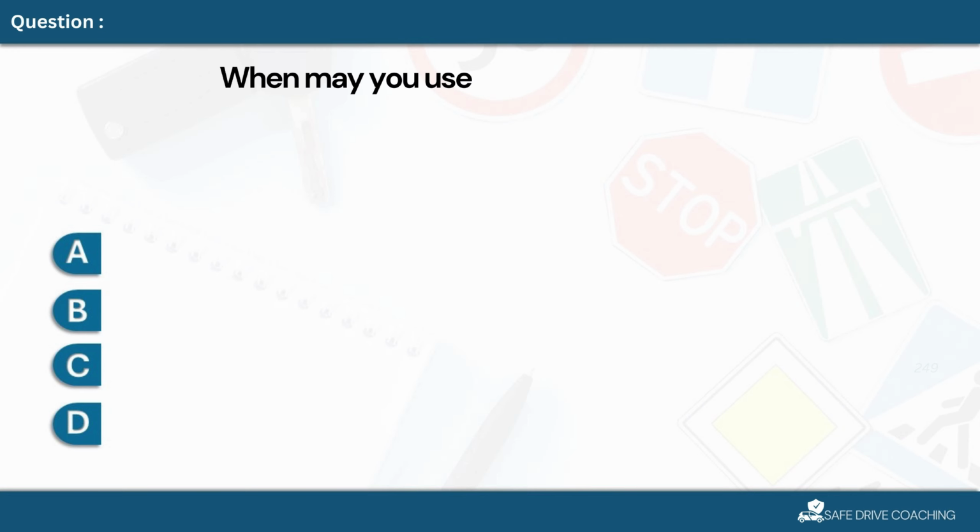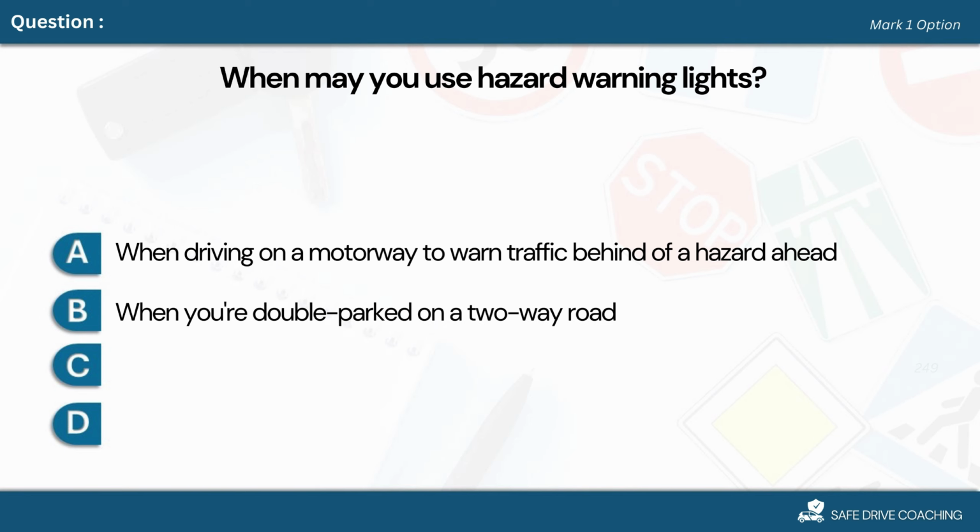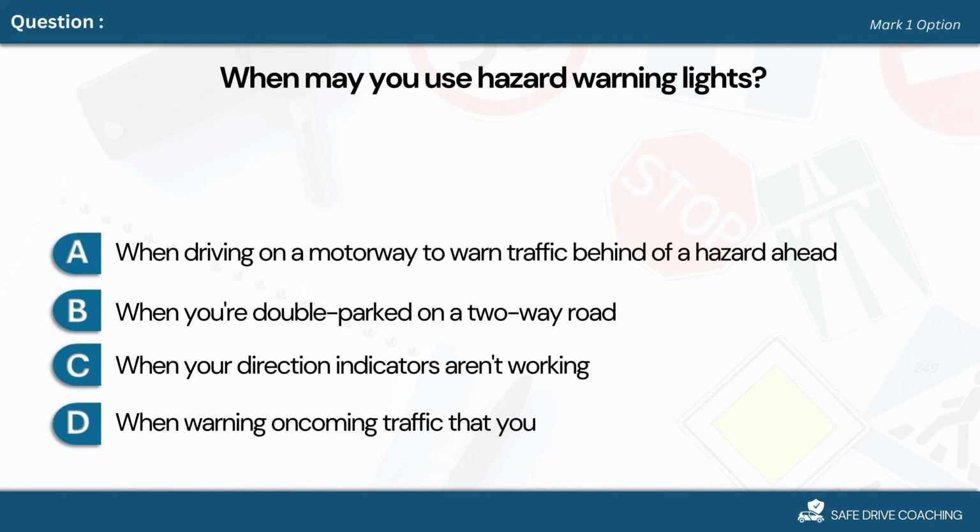When may you use hazard warning lights? A. When driving on a motorway to warn traffic behind of a hazard ahead. B. When you're double parked on a two-way road. C. When your direction indicators aren't working. D. When warning oncoming traffic that you intend to stop.